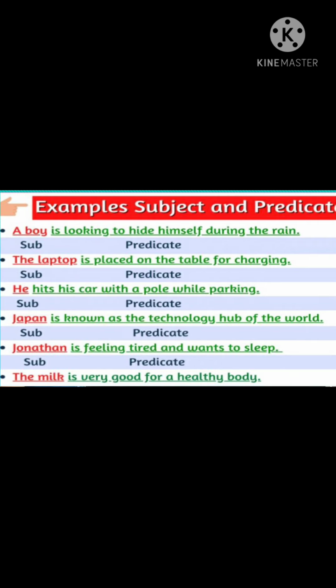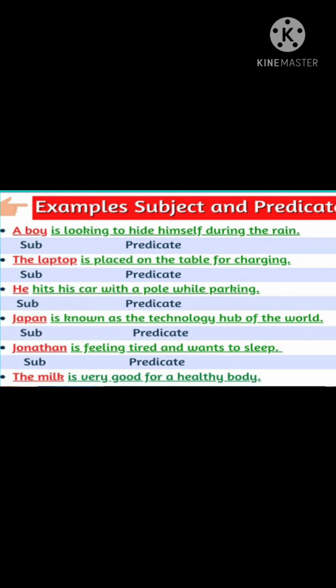If we see the example, a boy is looking to hide himself during the rain. Who is looking to hide himself during the rain? A boy. So a boy is the subject, and what is the boy doing here? He is looking to hide himself during the rain. So this is a predicate. A boy is the subject and is looking to hide himself during the rain is the predicate.